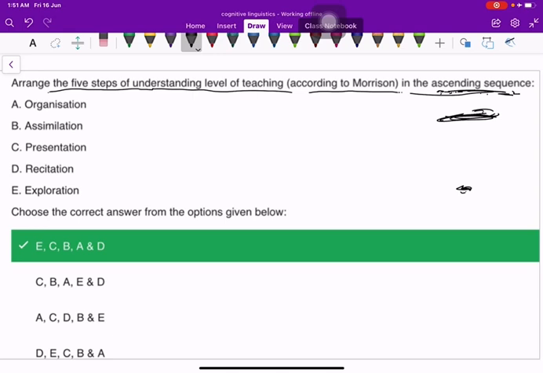I mean, that's what it is supposed to mean, ascending. So, exploration is the first, and then is presentation. After presentation comes assimilation, and after assimilation comes organization, and then comes recitation.